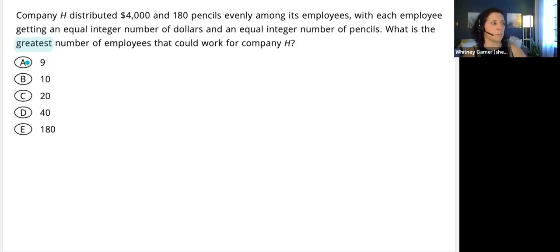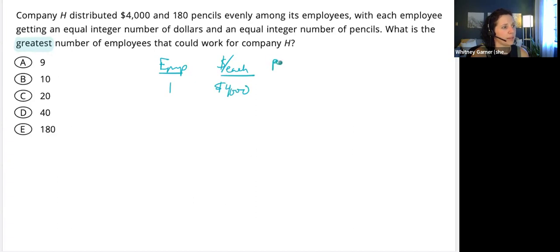So for example, in this company H problem, company H has $4,000 and 180 pencils, and they're going to distribute this money and these pencils evenly. The fact is that if company H had one employee and they gave that one employee the $4,000 and 180 pencils, that would be an even distribution. So we can kind of catalog it, like the number of employees here. If I had one employee, each would get $4,000, and each employee, in terms of pencils, would get 180 pencils.